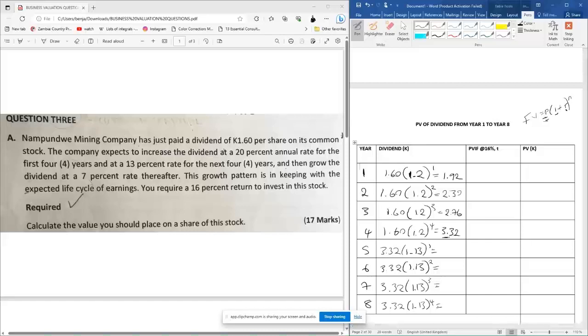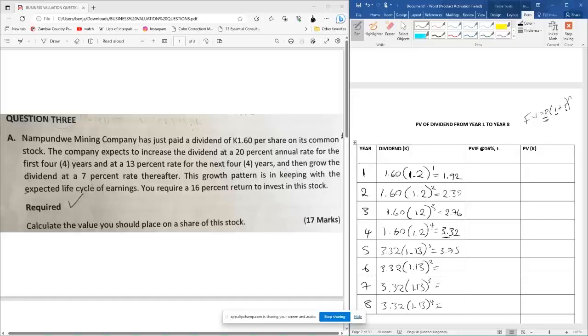So we're going to say 3 kwacha 32 ngwe times 1.13. So 3 kwacha 32 ngwe times 1.13 to the power 1. That will give us what? 3 kwacha 75 ngwe. How about in the second period of the second phase?